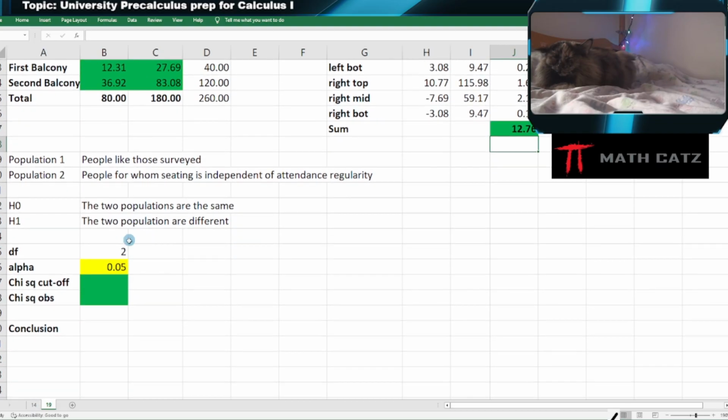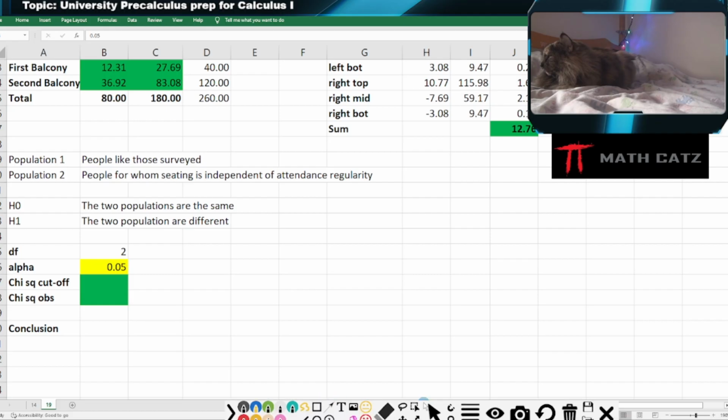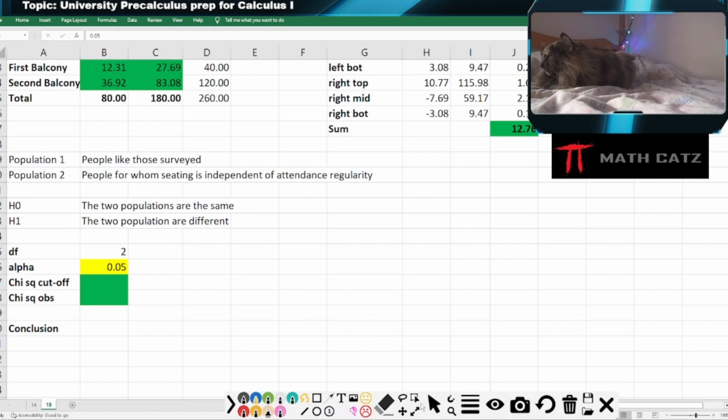So degrees of freedom is the number of rows minus 1 times the number of columns minus 1. So I get a 2 there. My chi-squared tail, I want 5%. Let's visualize that. Why is it so low today? Move up a little. There we go.